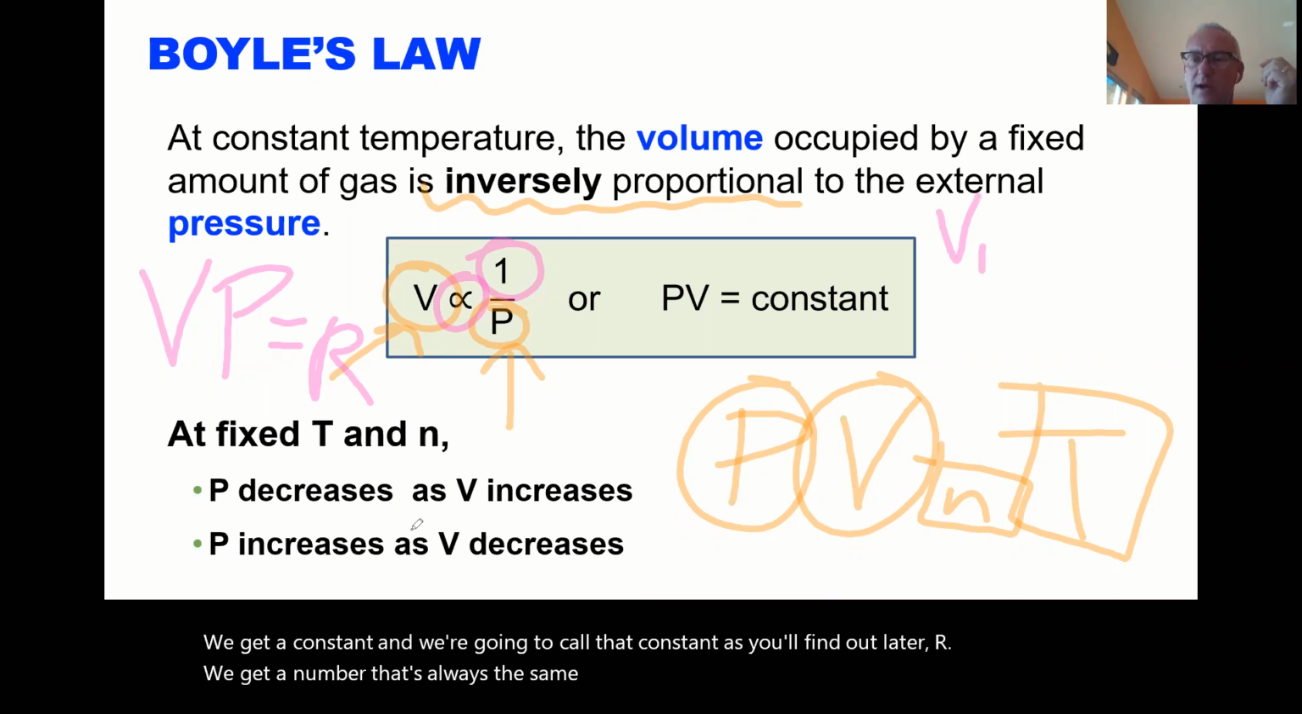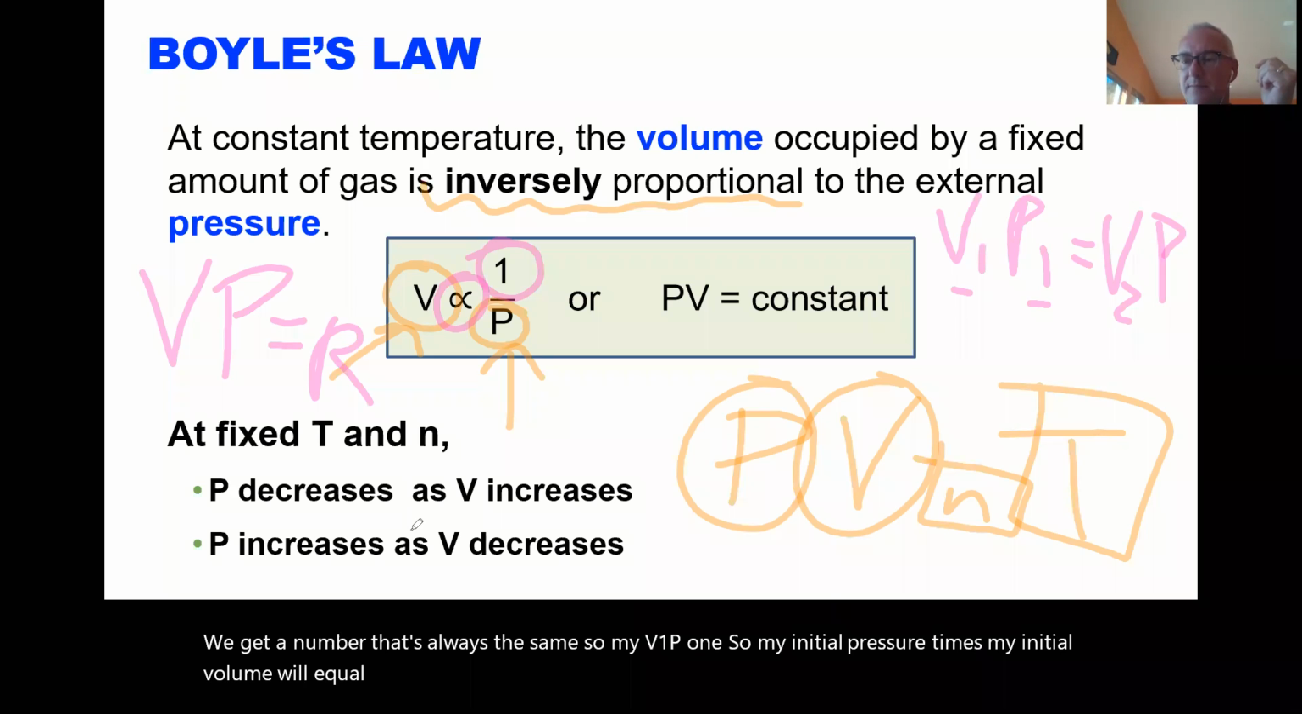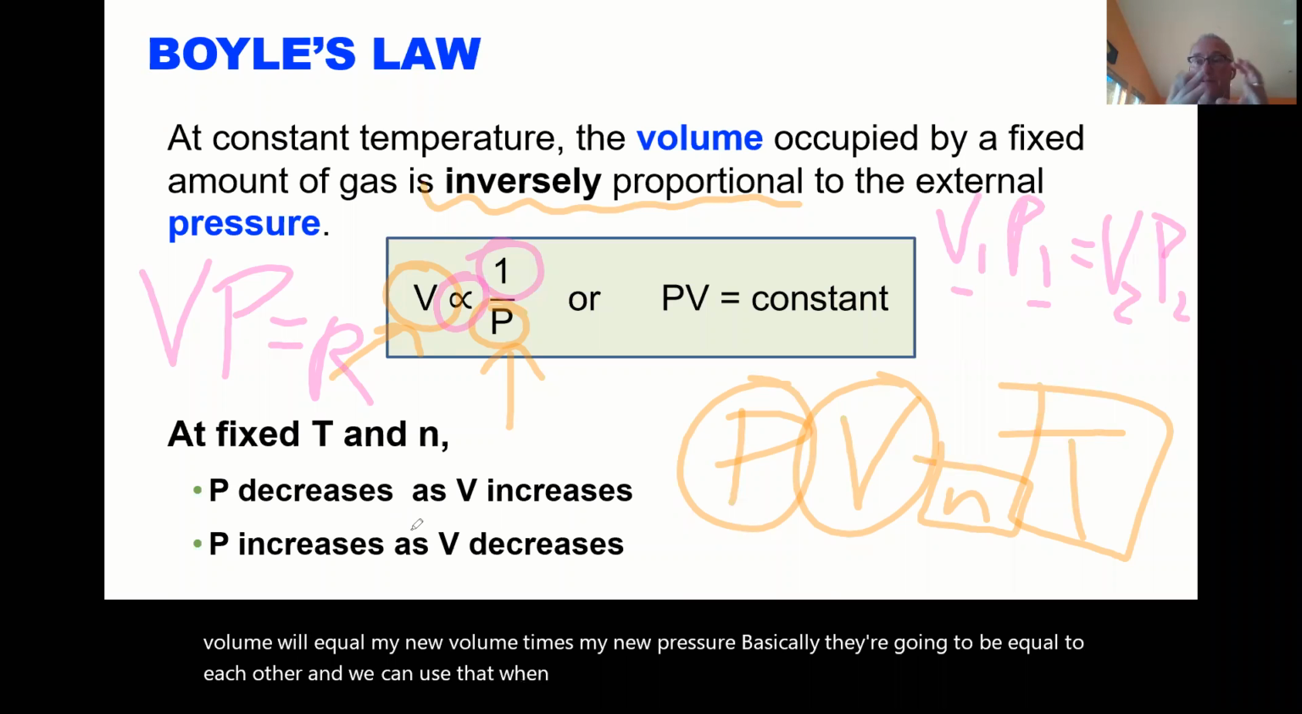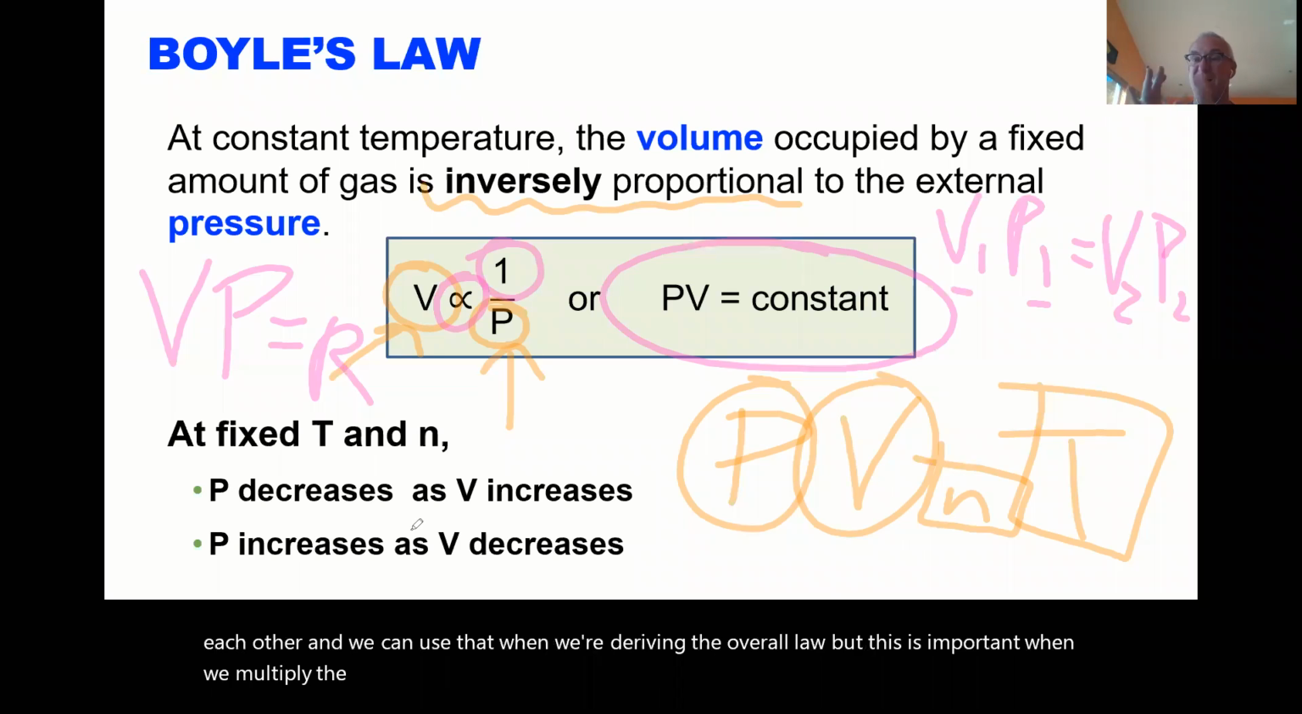So my initial pressure times my initial volume, P1 V1, will equal my new volume times my new pressure. Basically, they're going to be equal to each other. And we can use that when we're deriving the overall law. But this is important: when we multiply the pressure times the volume, we get a constant number. So that was Boyle.